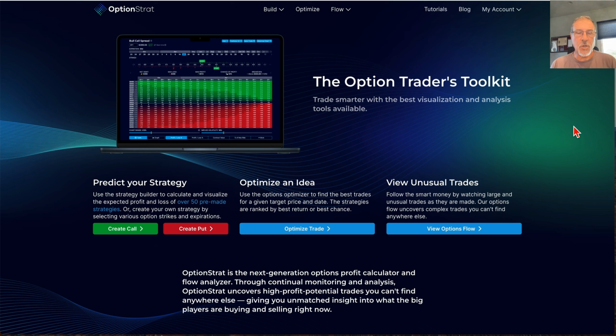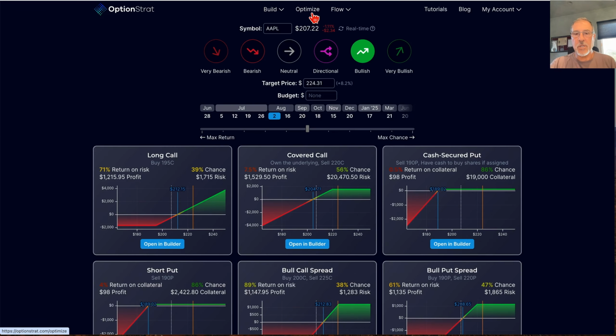And this is where a tool like OptionStrat is so incredibly valuable in my mind, because as an options trader, particularly as a newer options trader that's trying to understand these dynamics and how they all play together, this is just a fabulous tool for helping you to understand that. So I'm going to use the optimize feature here in OptionStrat, and let's just say that we'll go ahead and use Apple.